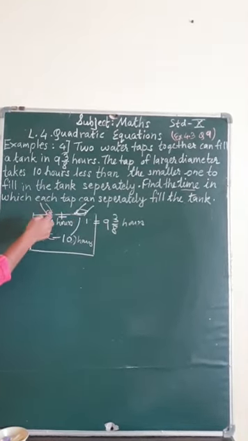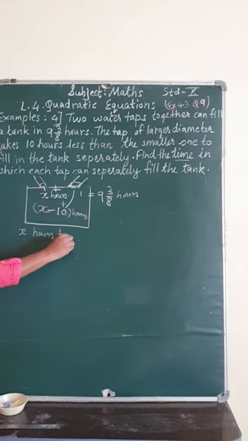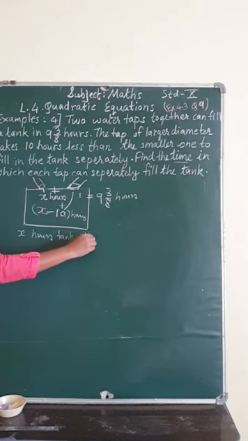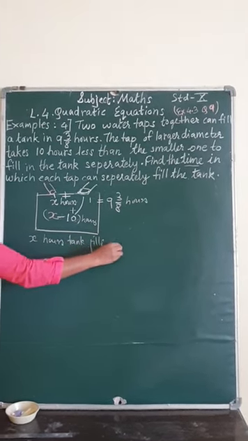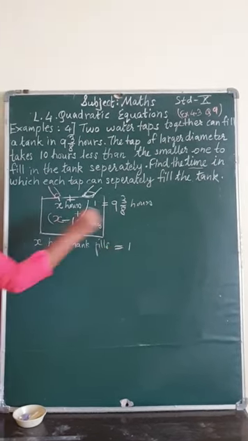The smaller tap takes x hours to fill the tank completely, and the larger one takes x minus 10 hours. But when they are filling it together, it takes a total of 9 whole 3/8 hours. Now what does this mean? In x hours the tank fills full. So in 1 hour, what portion will it fill? 1/x portion of the tank. Similarly, this is for the smaller tap.